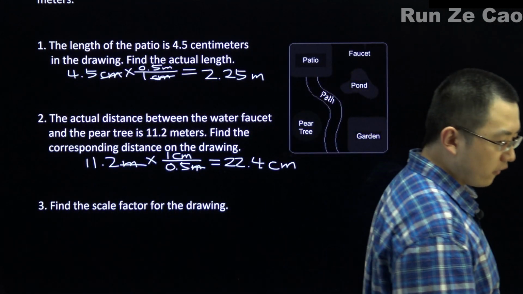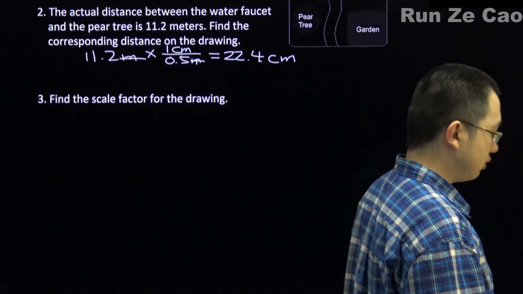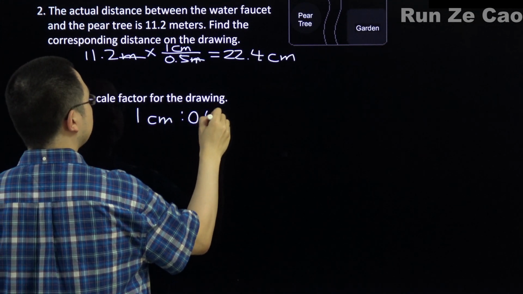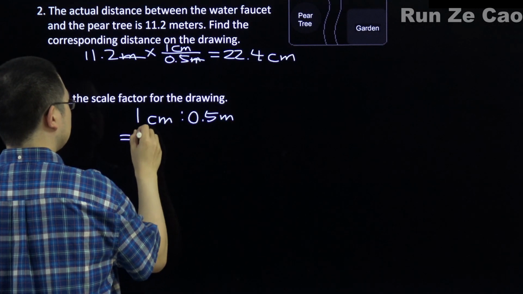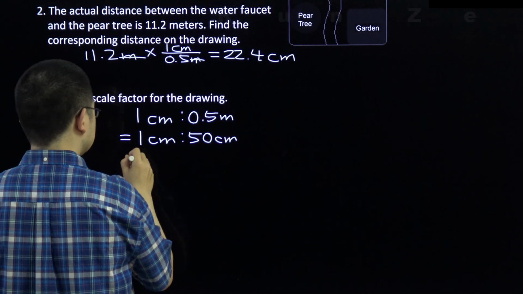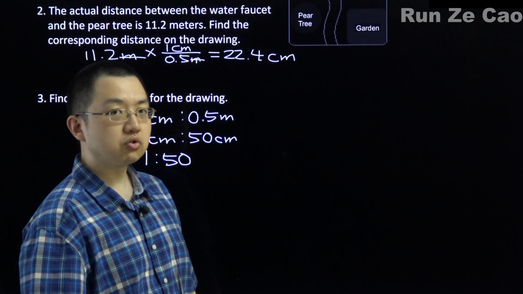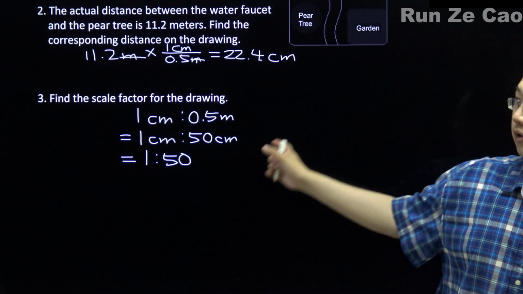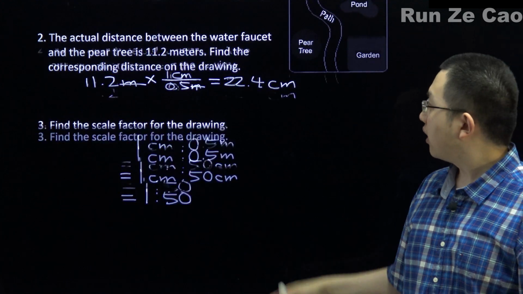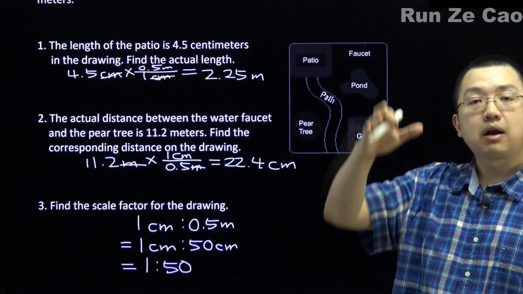Find the scale factor for the drawing. Well, the scale is 1 centimeter equals 0.5 meters. So 1 centimeter to 0.5 meters is equal to 1 centimeter to 50 centimeters, which is equal to 1 to 50, because it's amount in drawing to amount it's representing. Therefore, the scale is 1 to 50. It's at 1/50th scale. It's 1/50th as big as this thing it represents.